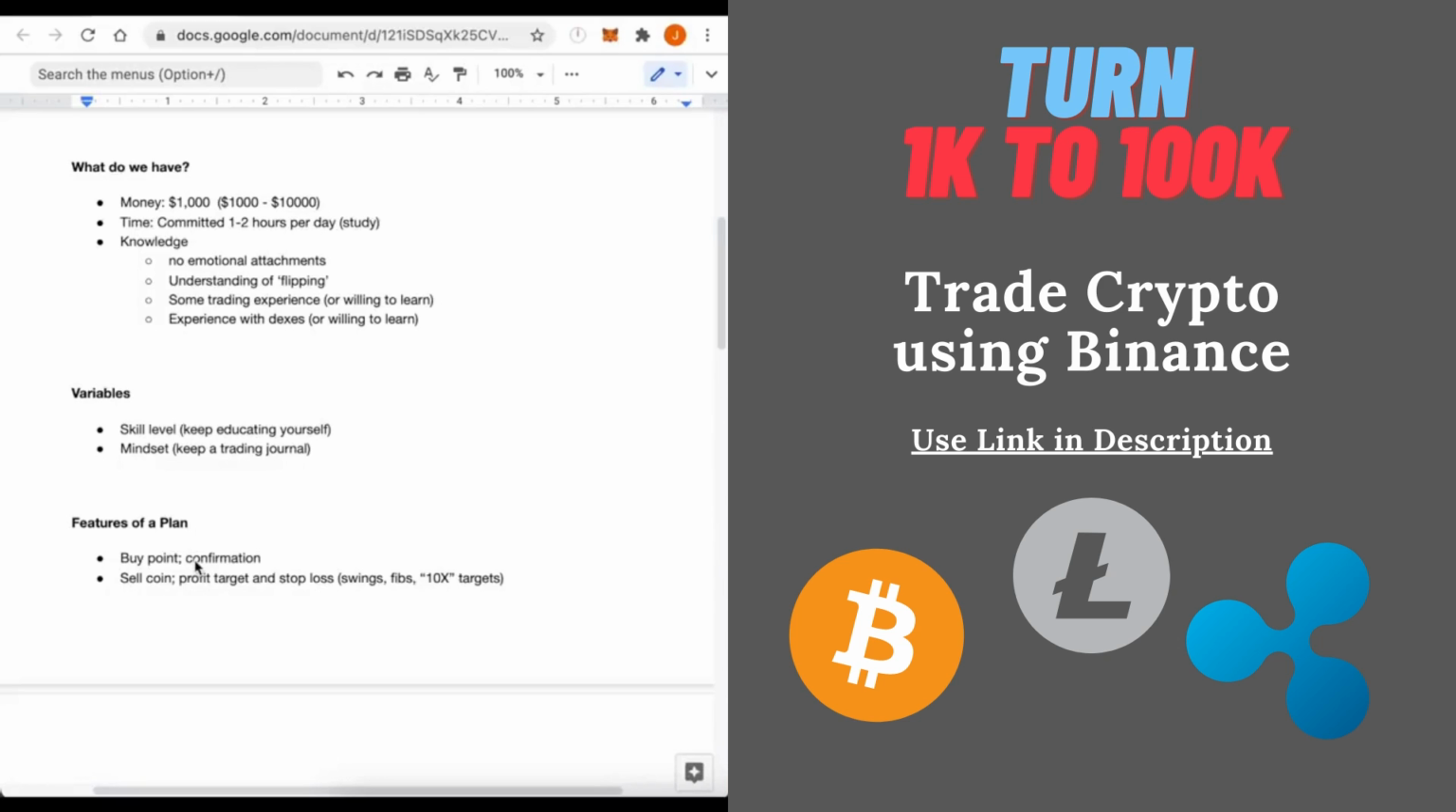Some trading experience or willing to learn about it, which is why I say you need about an hour to 2 hours per day outside of your day job or whatever it is you're doing. Experience with DEXs, decentralized exchanges. This is for the crypto people. If you're in stocks or penny stocks, obviously you don't need this, but if you're in crypto, then decentralized exchanges are going to be your best friend in order to get the cheaper cryptos.